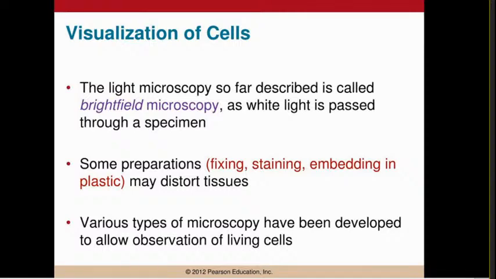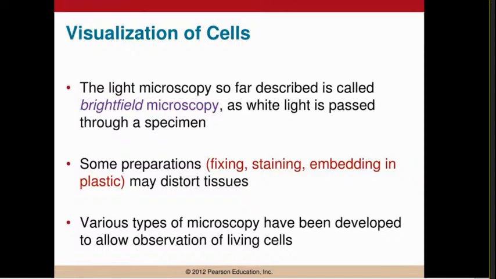Otherwise, if you want to understand the internal structure of the microbe, we fix the sample with ethanol. And if you have taken a bacteria, you can fix the bacteria with heat. These things are very important in visualization.